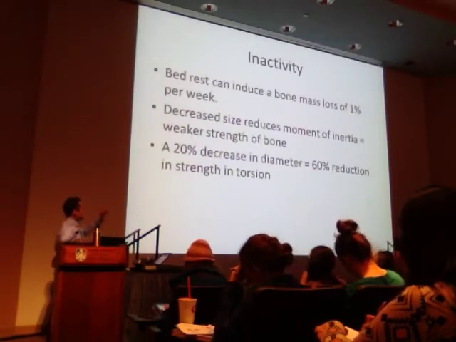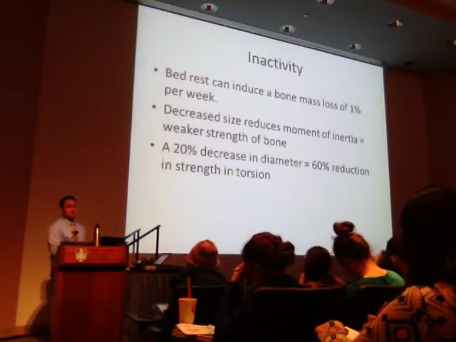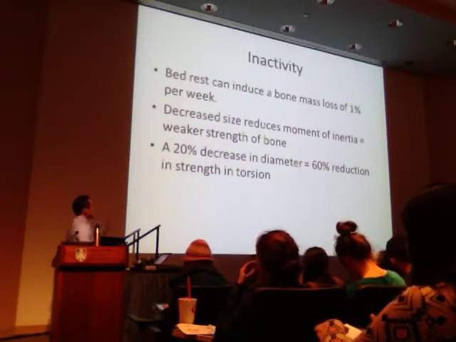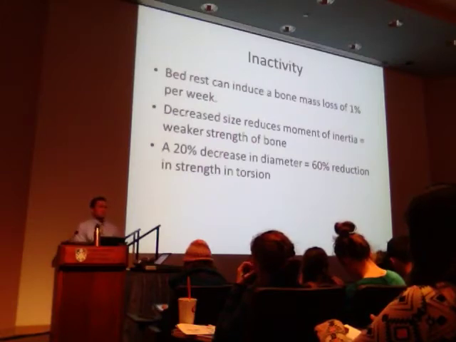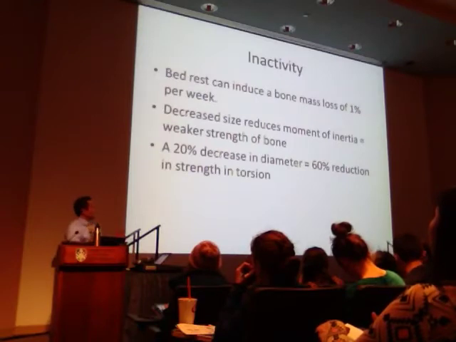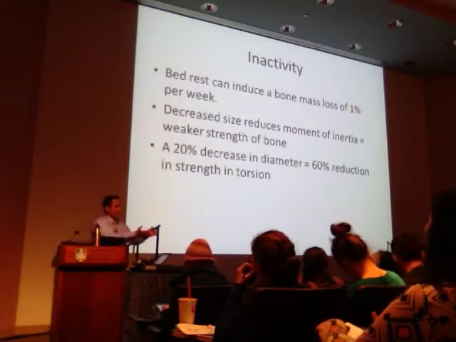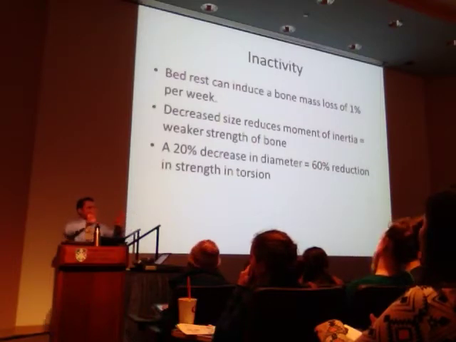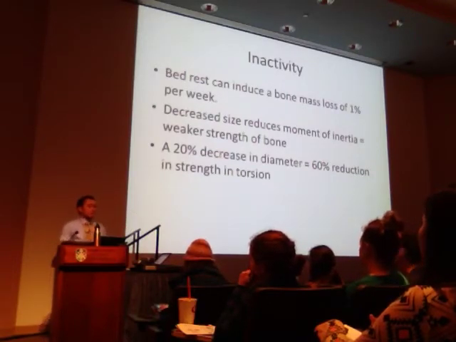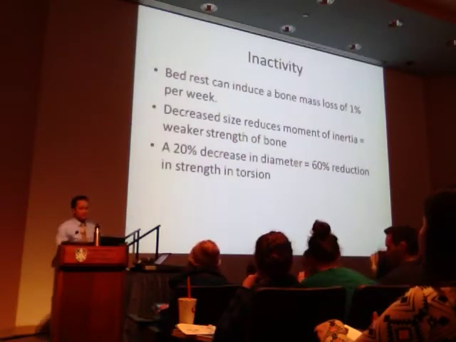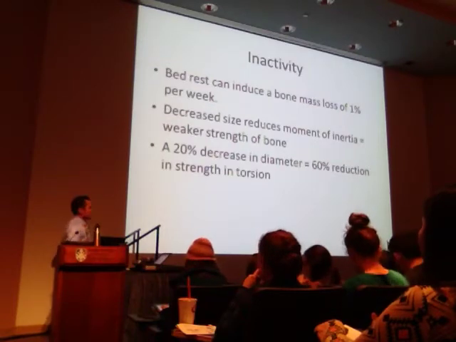A 20% decrease in the diameter, if it does shrink in diameter, is a 60% reduction in torsional strength. So you don't have to lose much. A 20% decrease in the diameter, you might not even see. I mean, an expert, a radiologist, might be able to tell, but you and I probably wouldn't be able to tell that. You wouldn't be able to see it visibly on an x-ray. It wouldn't be that obvious, a 20% reduction in diameter. But an expert would actually see it.